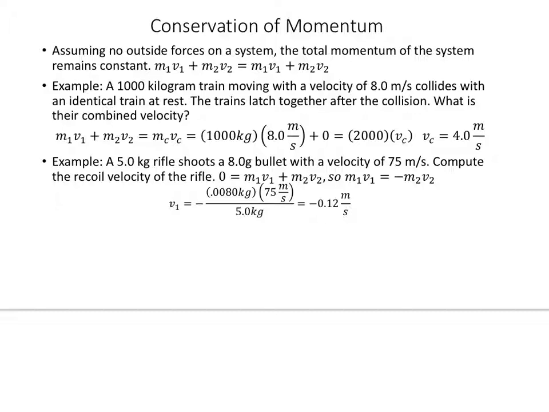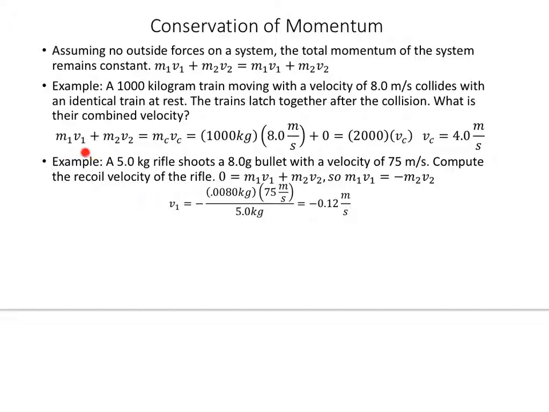Okay, so here's an example. We've got a 1,000-kilogram train moving with a velocity of 8 meters per second, which collides with an identical train at rest. The trains latch together. We want to find out their combined velocity.